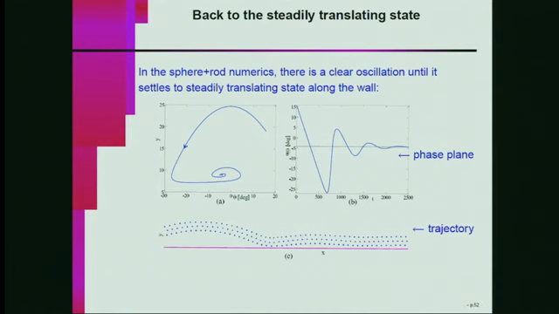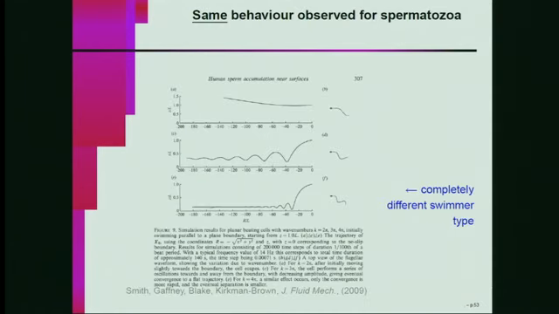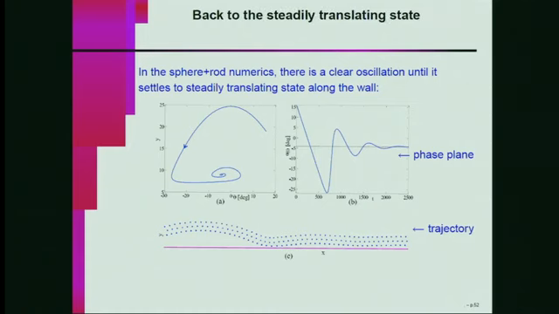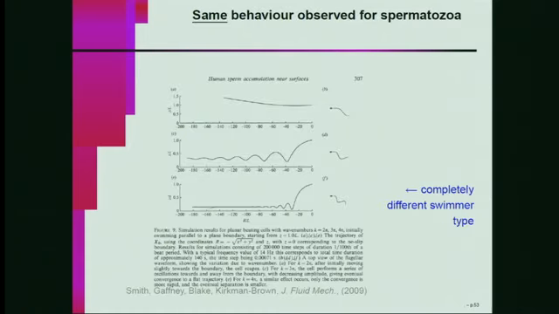I learned about this from watching the talk, but then I also read a paper on sperm from the Birmingham group, these people, and these are completely different simulations. These are numerical simulations together. They use a Chang-Wu solution for the head and then some slender body theory for the tail. And they do these simulations, and look what they find. They find exactly the same kind of settling down to a steadily translating orbit.